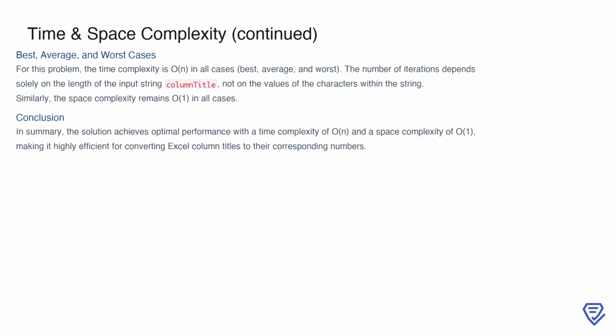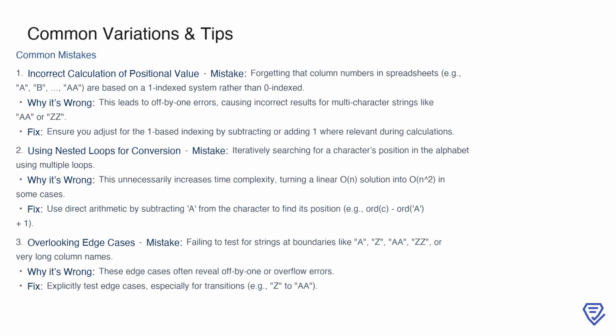In conclusion, this solution is highly efficient, achieving optimal performance with a time complexity of O(n) and a space complexity of O(1). This makes it well suited for converting Excel column titles to their corresponding numbers in a straightforward and resource-efficient manner. When solving this problem, there are a few common mistakes to watch out for.